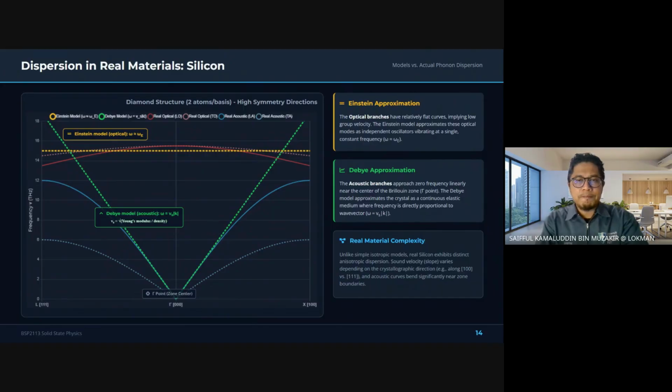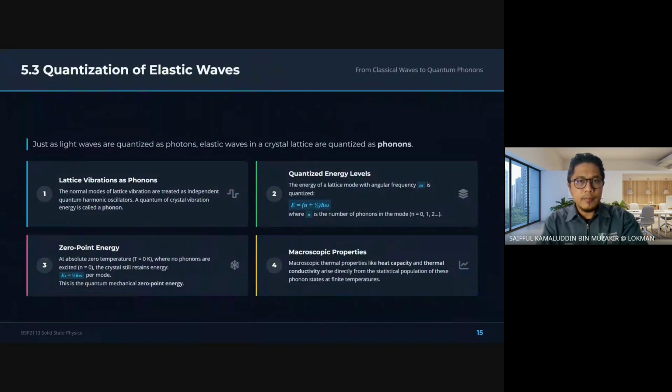Let's see slide 15. The quantization of elastic waves. Okay. So far, we have described crystal vibration using the classical wave picture. Now we move to the quantum picture. In quantum physics, vibrational energy does not change in a completely continuous way. Instead, it comes in small discrete packets, one by one coming in. That idea is called quantization.